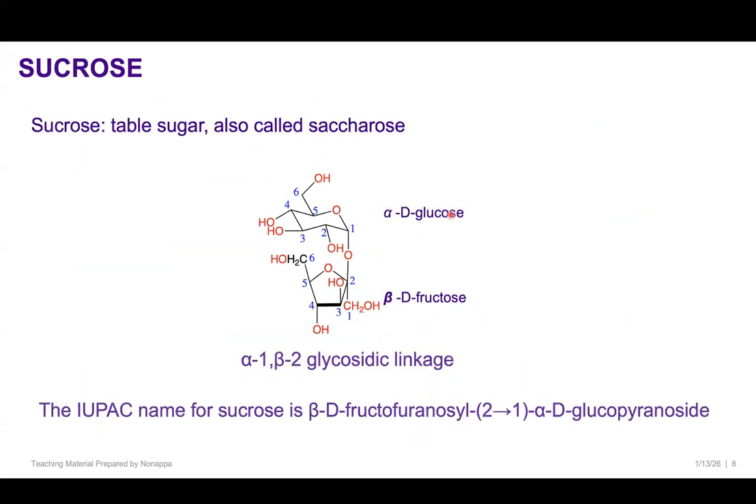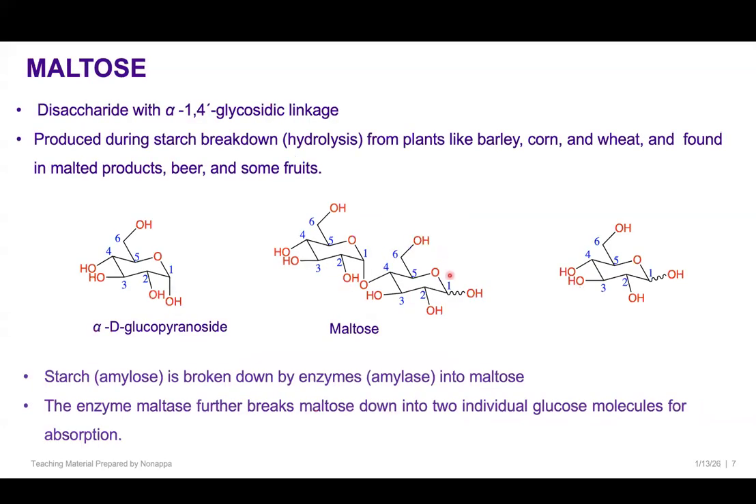Sucrose, commonly known as table sugar or saccharose, contains a glucose and a fructose linked together via an alpha 1, beta 2 glycosidic linkage. Now, if we go back to all the previously discussed disaccharides, in this case it is an acetal, however this end is a hemiacetal. So this can still be used as a reducing sugar. The left side is the non-reducing end, whereas this side is the reducing end. So most of the disaccharides that we have seen until now are reducing sugars.